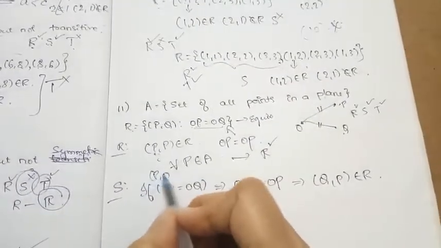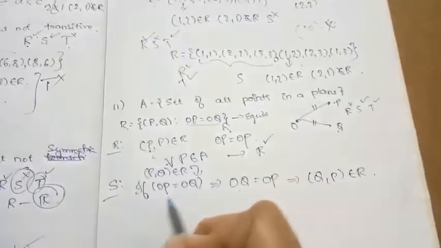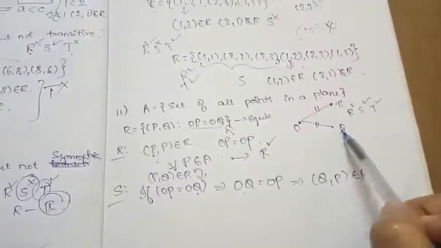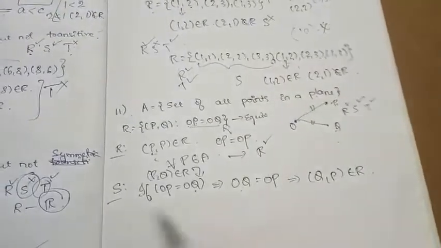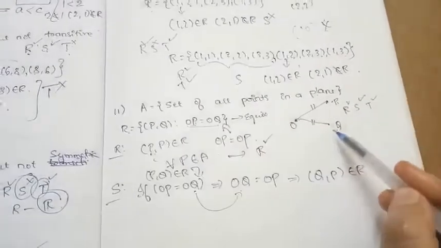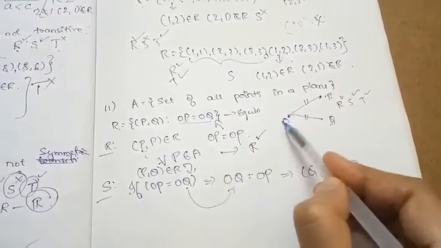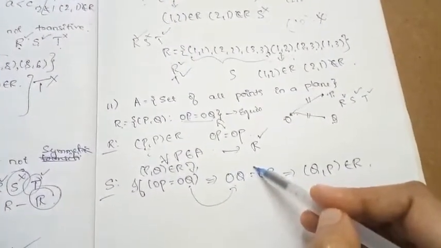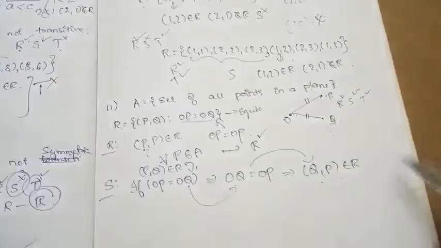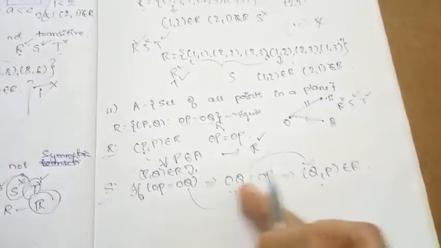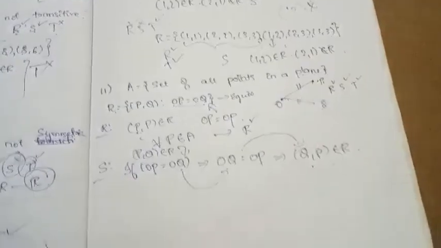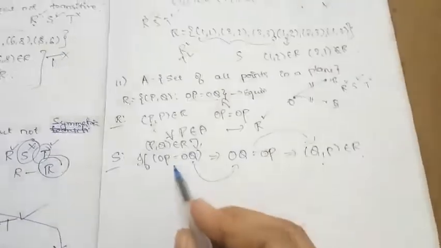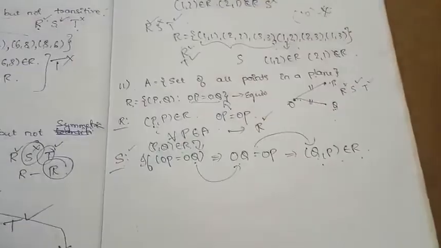So if (P, Q) belongs to the relation, that implies OP is equal to OQ. What is OP equal to OQ? The distance of the point P from the origin is equal to the distance of the point Q from the origin. I can state that this is also equal to the distance of the point Q from the origin being equal to the distance of the point P from the origin. So OQ is equal to OP, which implies (Q, P) belongs to the relation. If (P, Q) belongs to the relation then (Q, P) also belongs to the relation. So the relation is a symmetric relation.